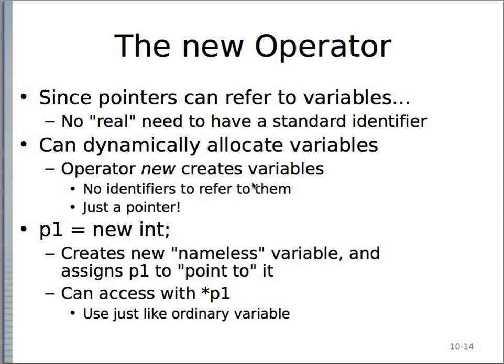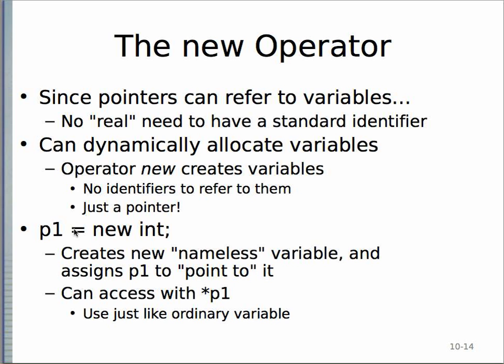We use the new operator in C++ the same way that we use new in Java, that is to allocate memory for some object or array or anything actually, and we allocate this memory from the heap. Since pointers can refer to variables, we really don't need to have an identifier for some of these objects. We can dynamically allocate variables, and it's this operator new that creates these dynamic variables, and we don't need identifiers to refer to them. All we need is just a pointer.